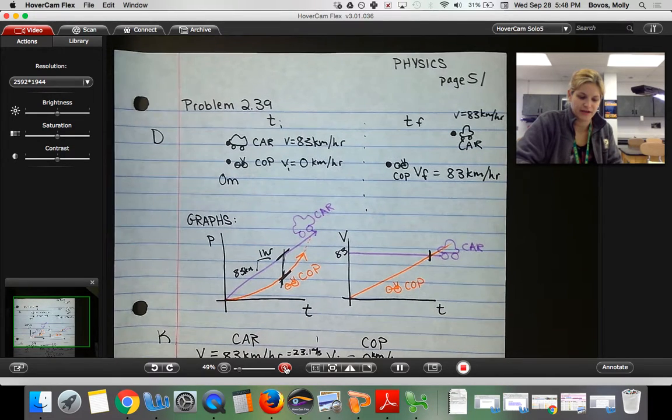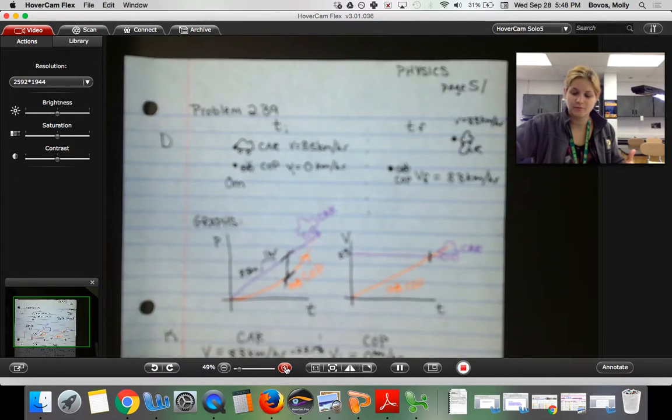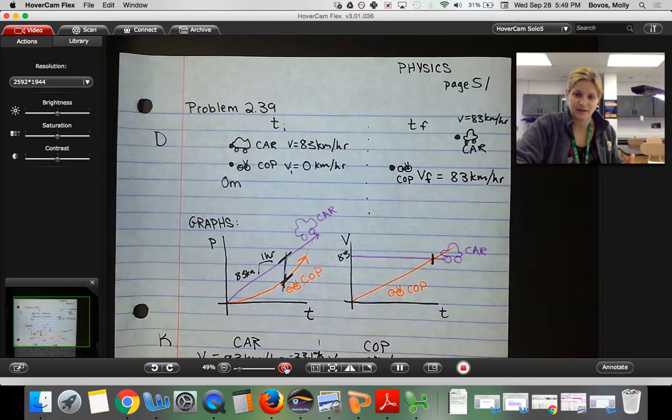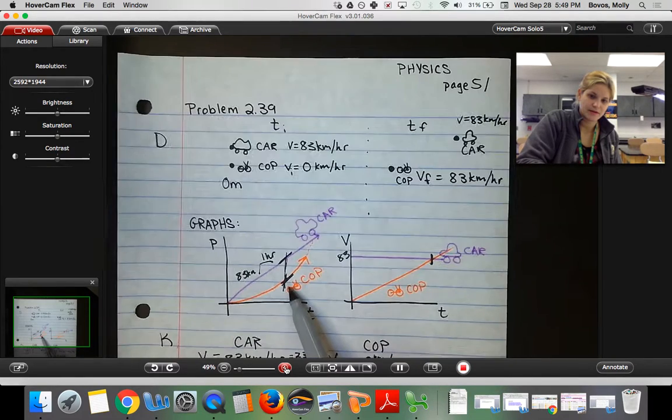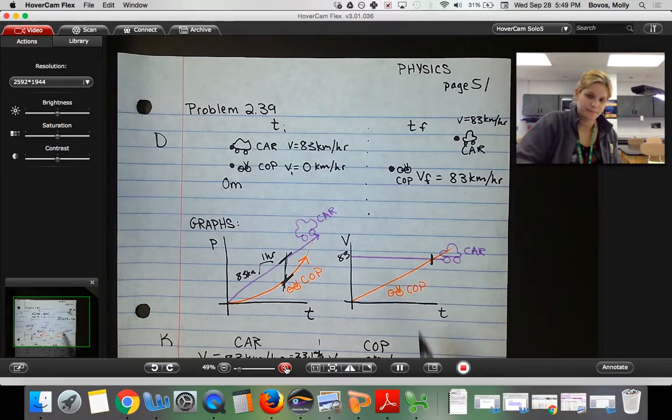So that's what could happen, but that's not what the question is asking about. The question is asking about this time when they're going the same speed, when the cop gets up to 83 kilometers per hour. It's right here.